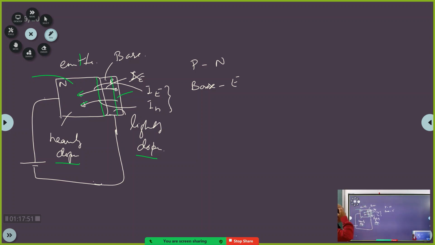emitter. Correct? Hello? I have written wrong here.